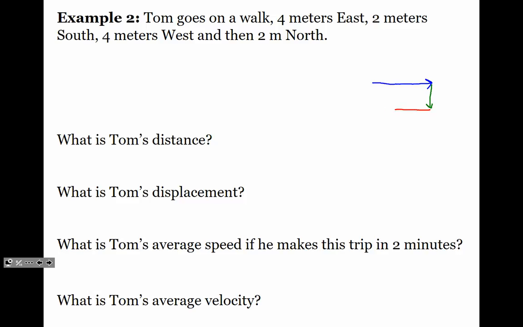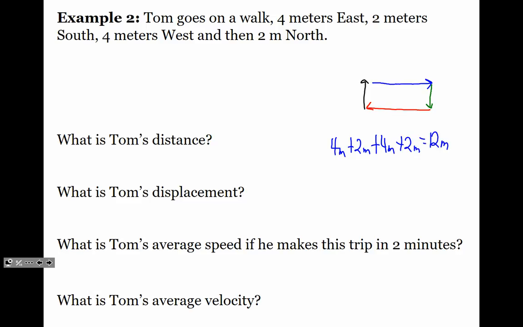And then he goes west for another 4 meters. And then he goes north for another 2 meters. Okay? So, what is Tom's total distance? Tom's total distance can be added up by taking all of those numbers, 4 meters plus 2 meters plus 4 meters plus 2 meters, and that gives us a total of 12 meters.